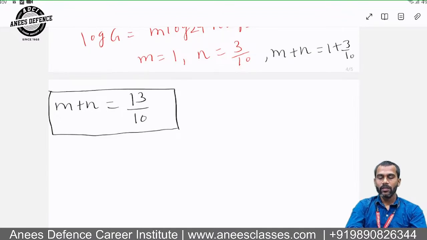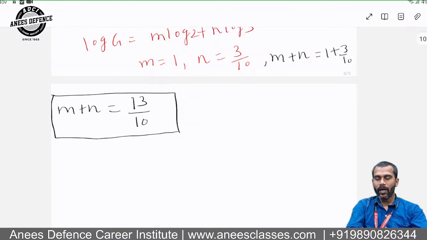They can ask GIF of m plus n. They can ask the fractional part of m plus n. What would be GIF of m plus n? Do you know what is GIF? Greatest integer function. Tell me. 1. Fractional part 0.3. Very good.